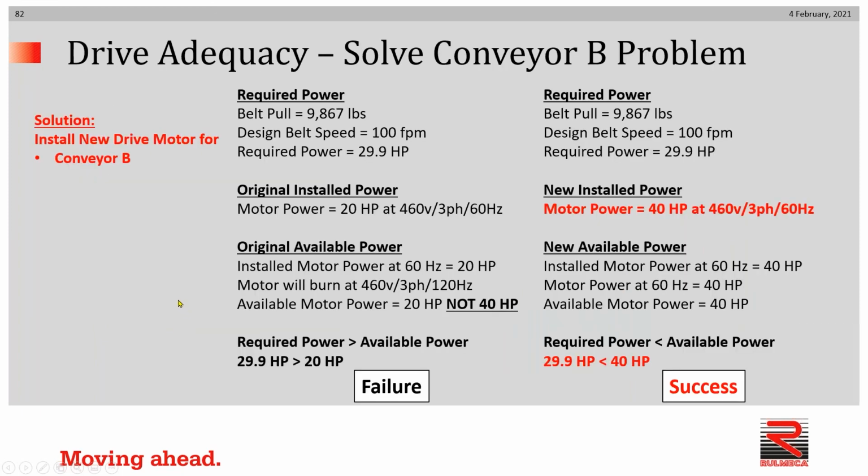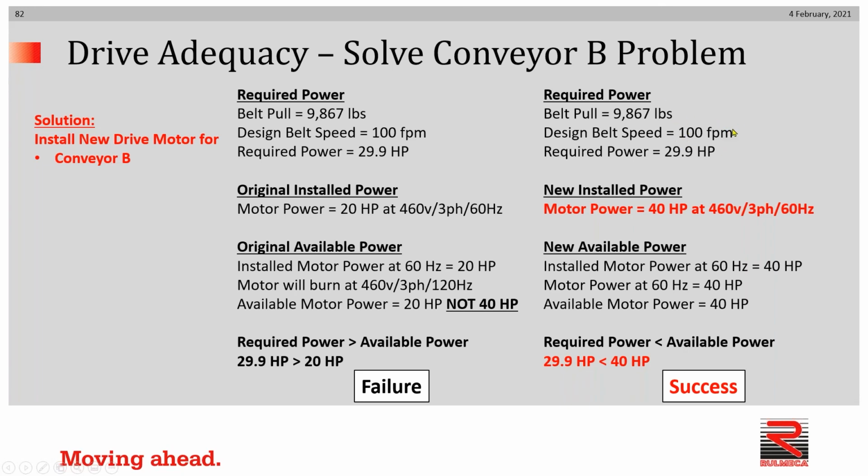What can we do? Let's look at the selection of a new drive motor for conveyor B. Let's select a motor with a power of 40 horsepower designed to run at 460 volt, three-phase, 60 hertz. Since the installed motor power is 40 horsepower at 60 hertz, and we run it at 460 volt, three-phase, 60 hertz, available power is 40. 40 is higher than 29.9, therefore we have a success when we attempt to run the conveyor at 100 feet per minute.